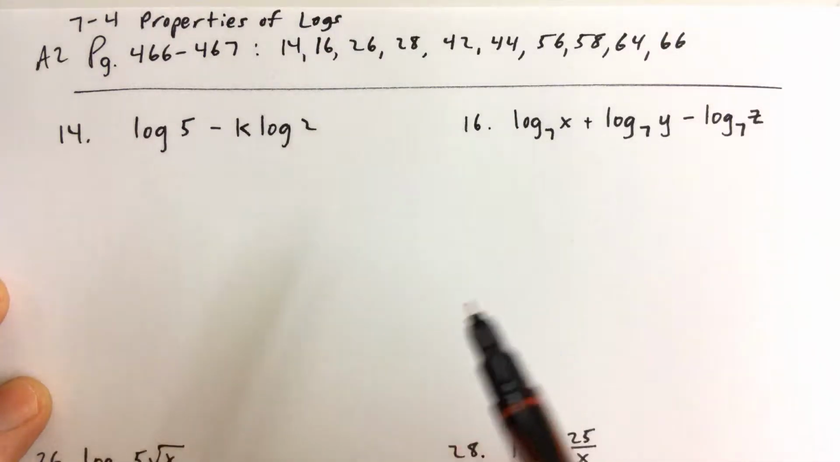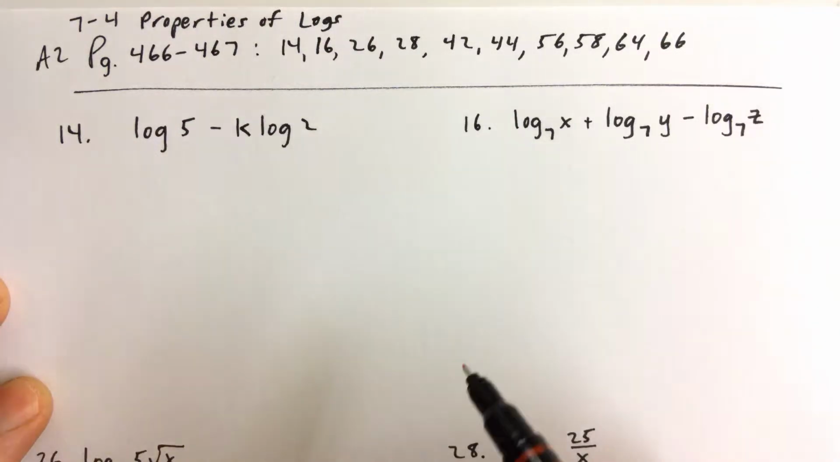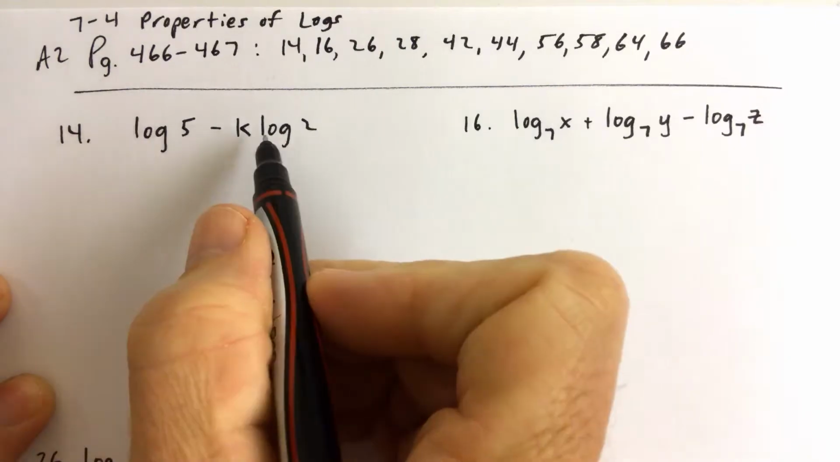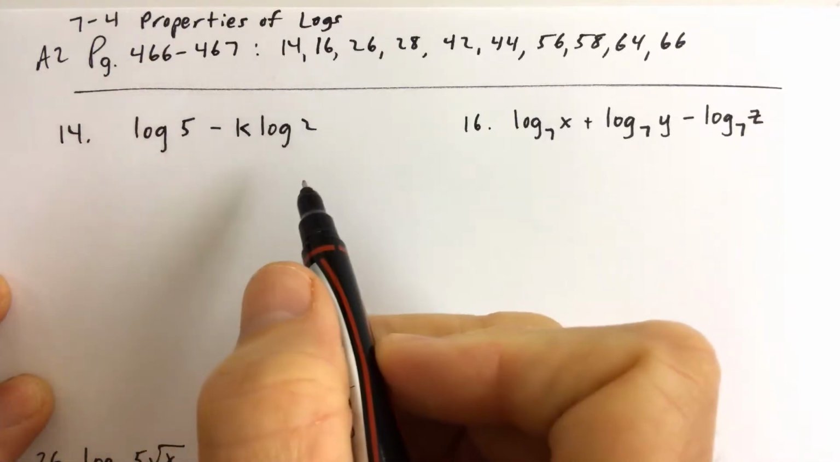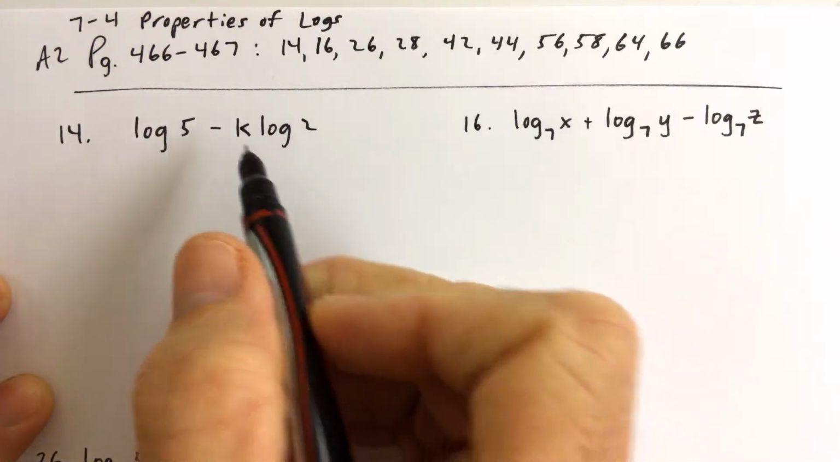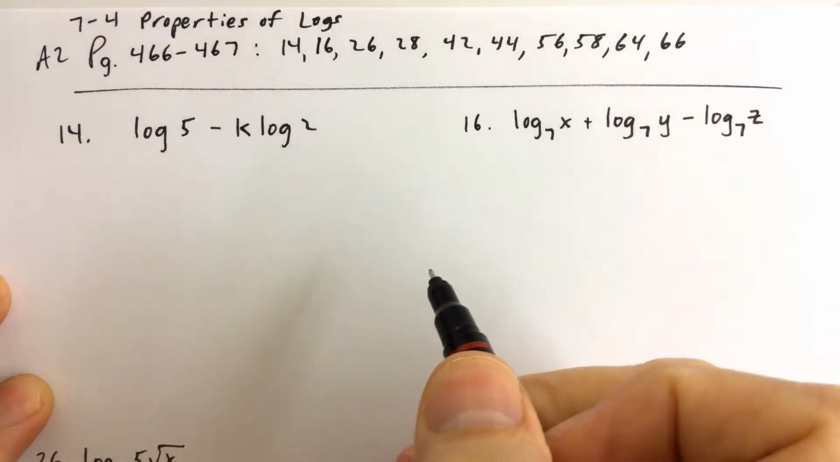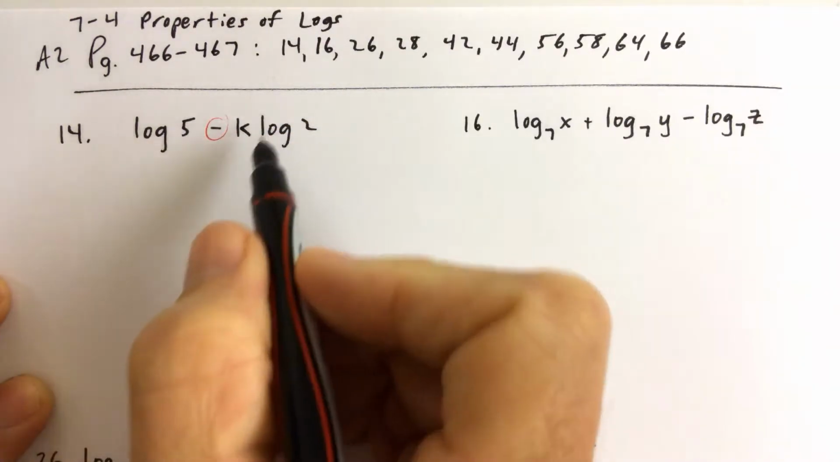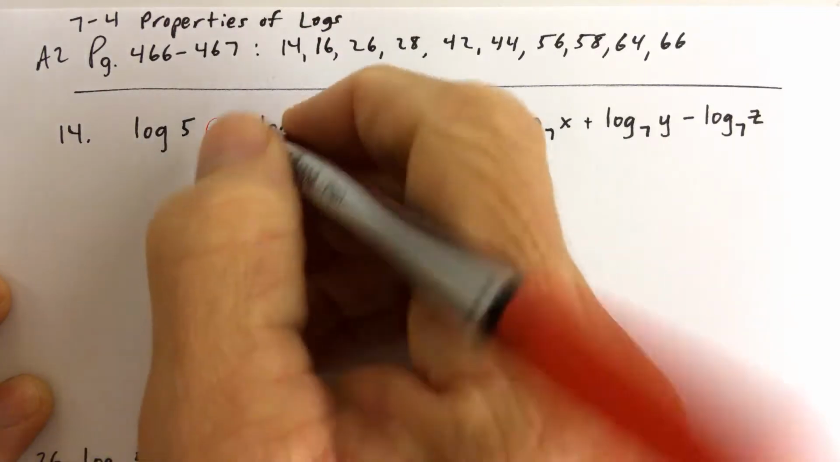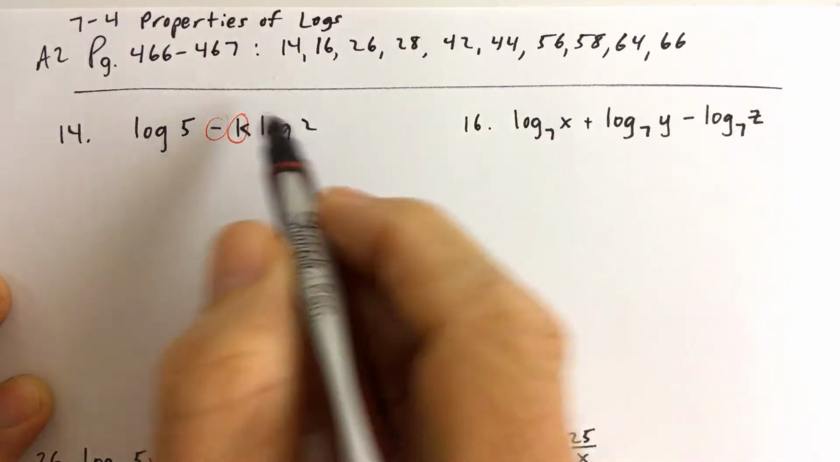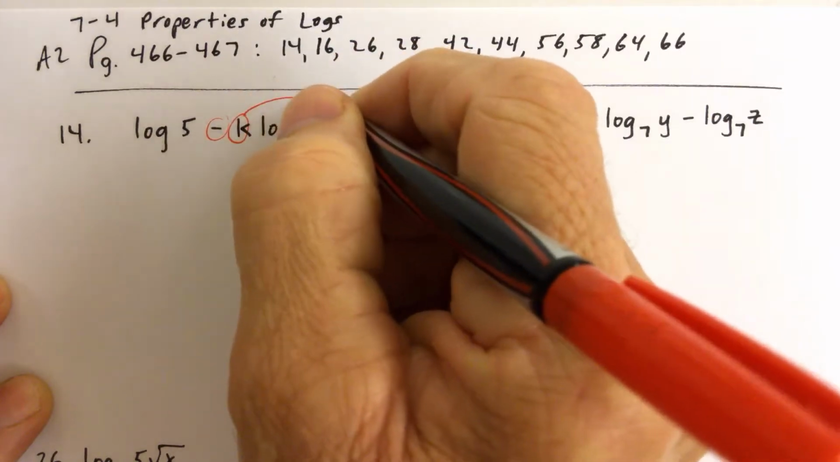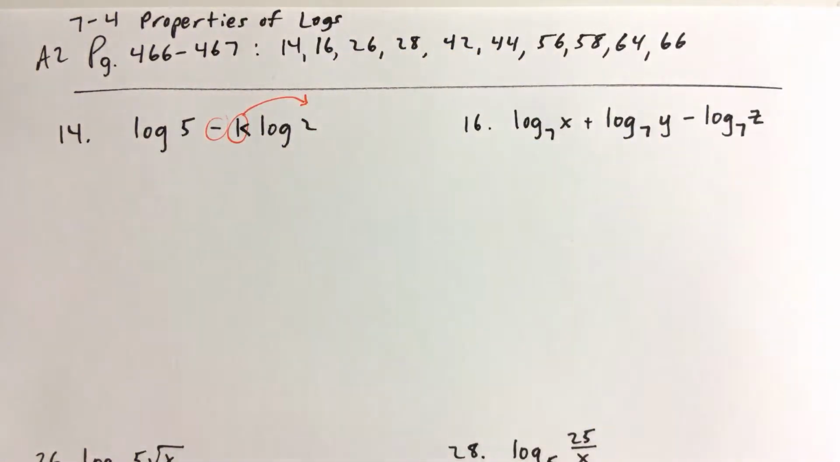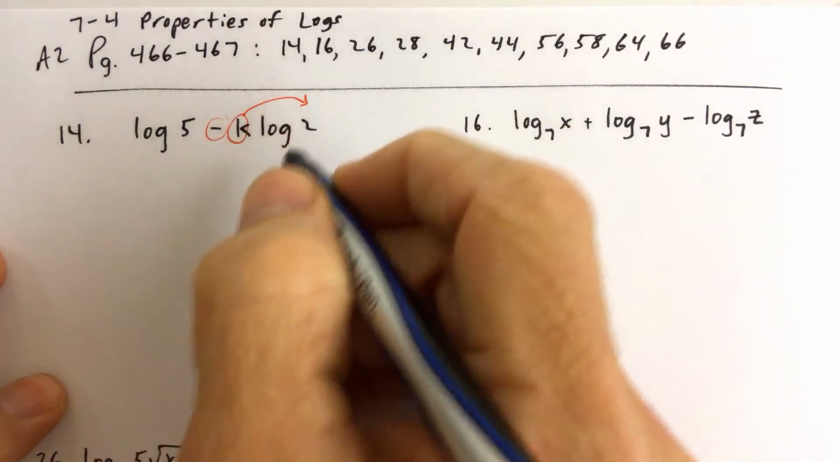For numbers 14 and 16, writing these expressions as a single log, the first thing we want to do is remember our properties. We've got the product rule, quotient rule, and the power rule. And we notice here we have a minus sign, so we have the difference of two logs. We can't combine these with this number in front of the log. So we want to use our power rule, and we want to move that k to the power position.